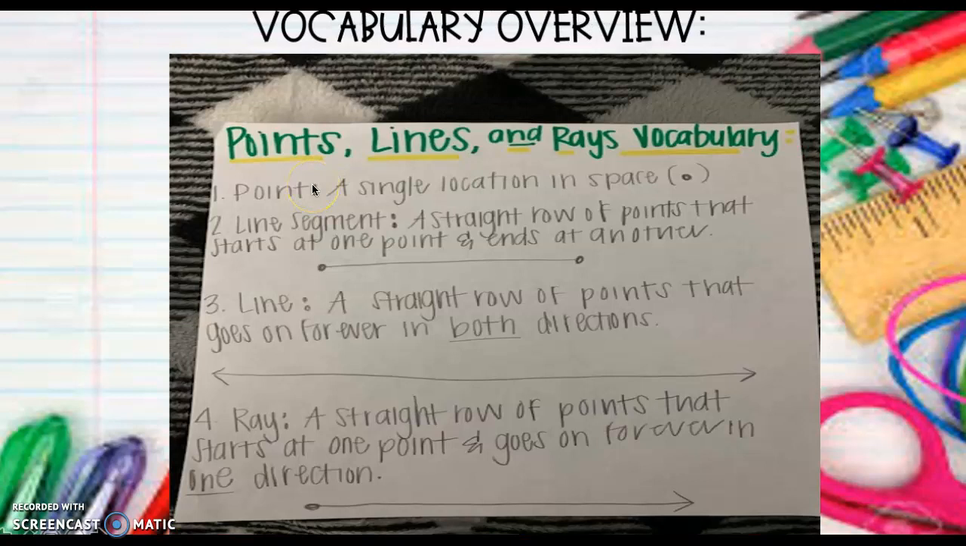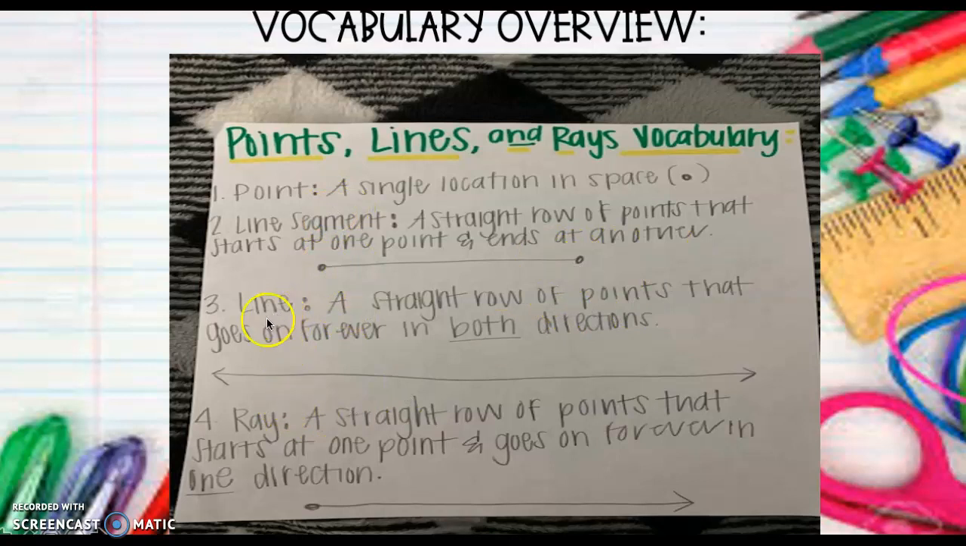All right. So once again, we're looking at our vocabulary. So we're focusing on points, lines, and rays on this first slide. So remember, a point is just a single location in space. A point looks like nothing but a little dot. It's like a period. It's a stopping place. A line segment is a straight row of points that starts at one end and ends at another. Remember, a line segment has a start place and a stop place. Okay? A line segment will have a point at one end and a point at another end.